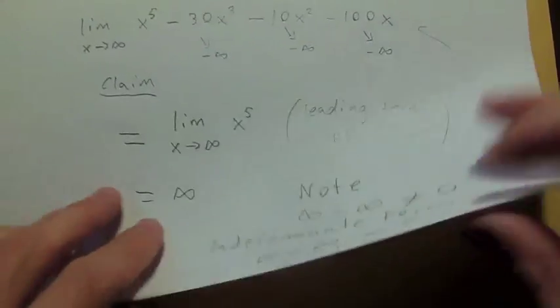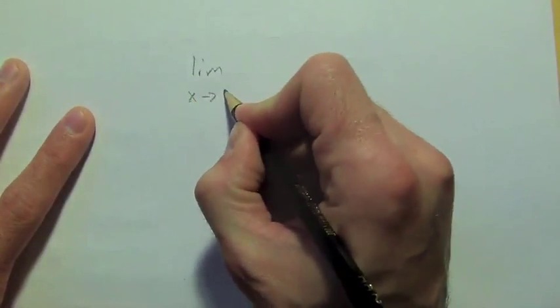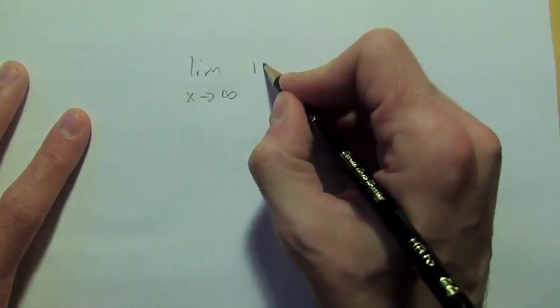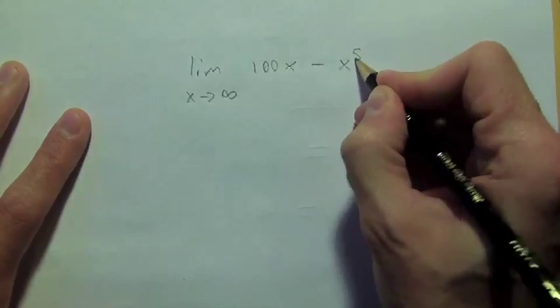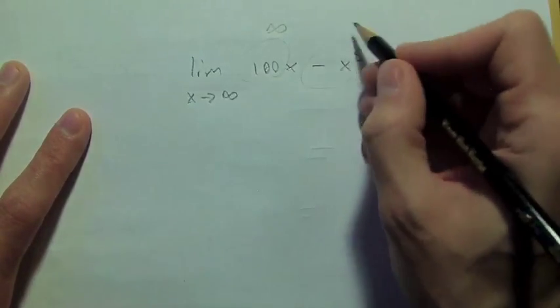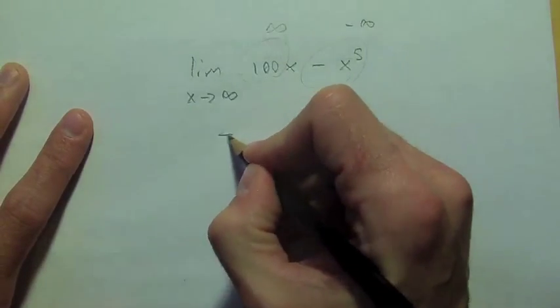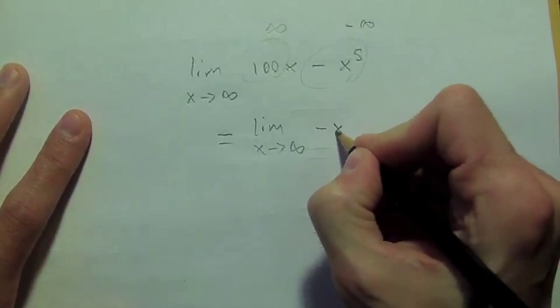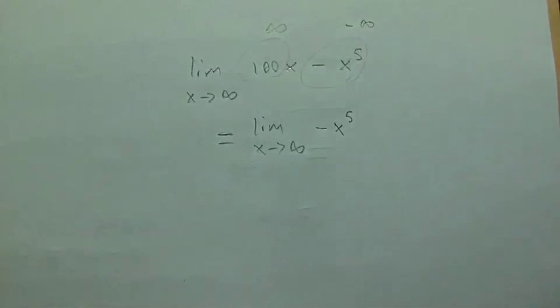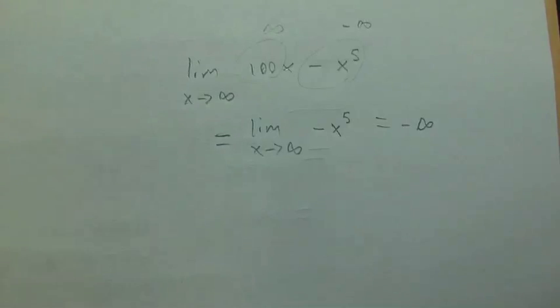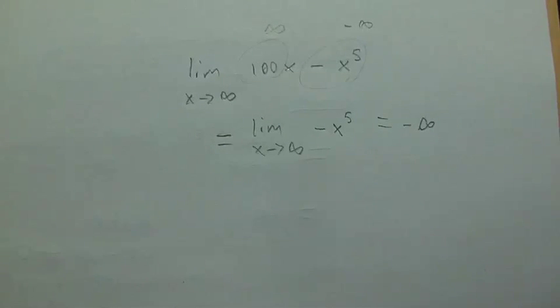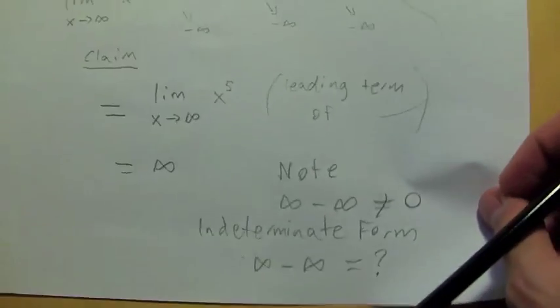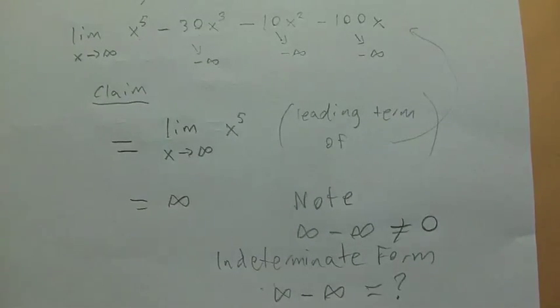For example, if we talk about the leading term idea, here's another case where if I had the limit as x goes to infinity of 100x minus x to the fifth, this is positive infinity, this is minus infinity, but if that leading term idea is true, then the limit as x goes to infinity of negative x to the fifth will be negative infinity. Okay? It changes. Right? So that's why we call infinity minus infinity an indeterminate form.